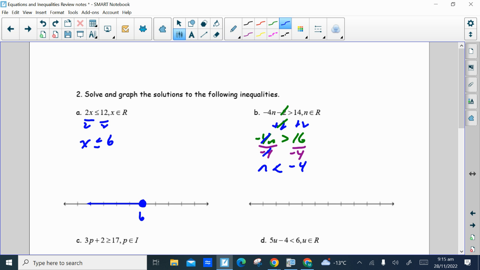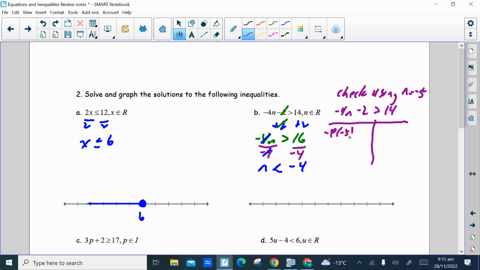Now, it doesn't say to check, but you can always do that just to make sure. We're saying all values less than -4 should work. So let's check this one using -5. Using n equals -5, I have -4n take away 2 has to be greater than 14. And when I let n equal -5, it's -4 times -5 take away 2. -4 times -5 is positive 20. Take away 2 is 18. That is bigger than 14, so it works.